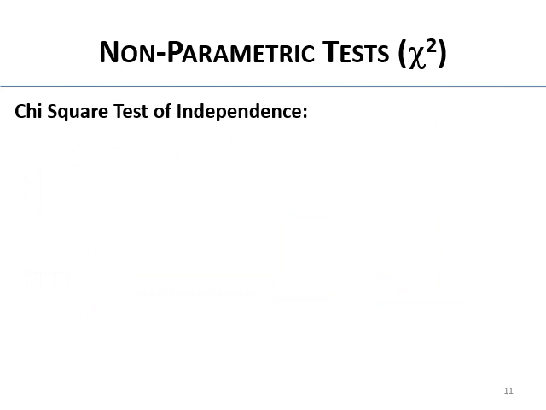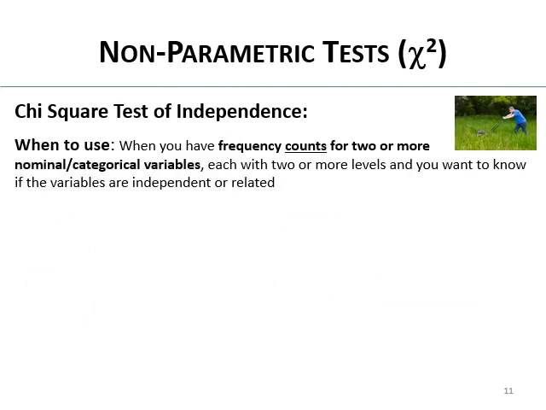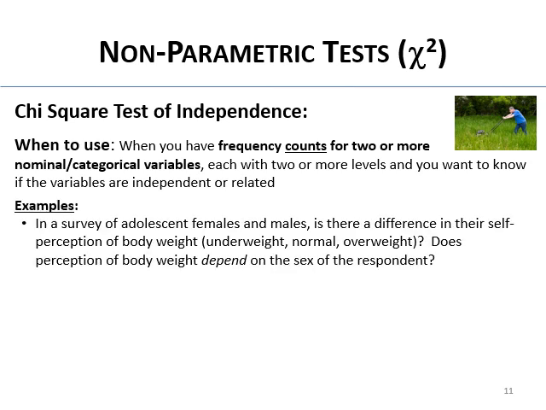So now let's talk about the chi-square test of independence. You use the chi-square test of independence when, again, you've got frequency counts, but you have 2 or more nominal or categorical variables. So goodness of fit was when you only had 1, right? Now you've got 2 or more nominal or categorical variables, and you want to know if the variables are independent or if they're related. So some examples.